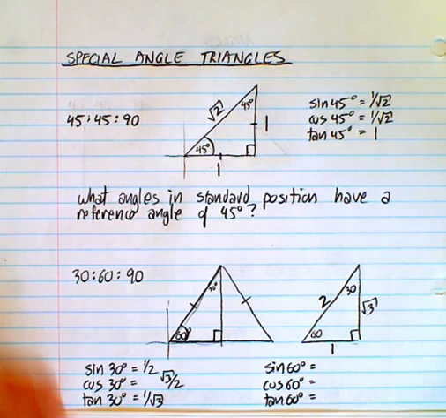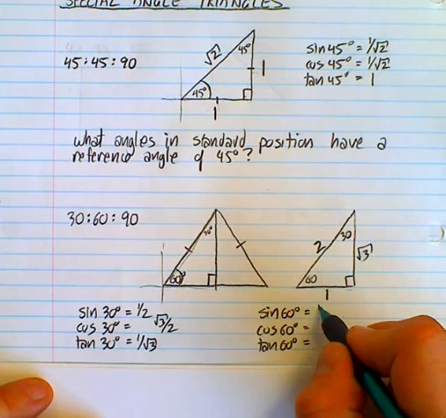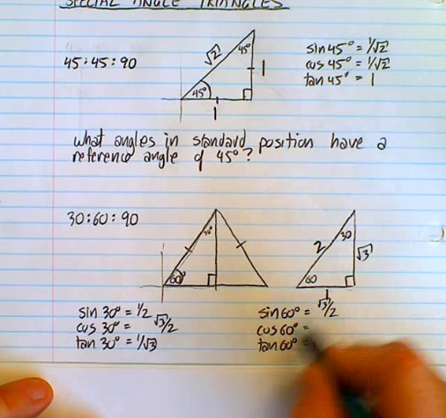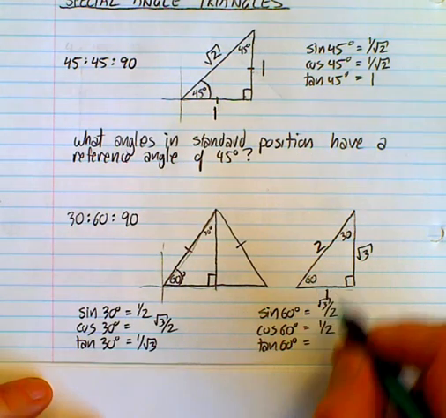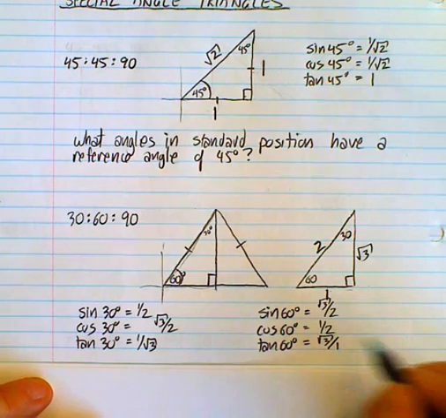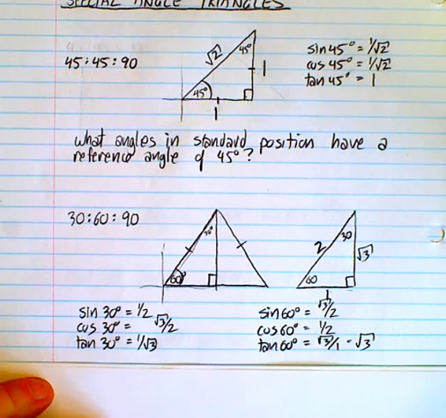Okay, now if we look at sine 60 now, root 3 over 2. Cos 60, 1/2. Tan 60, root 3 over 1, or just root 3.